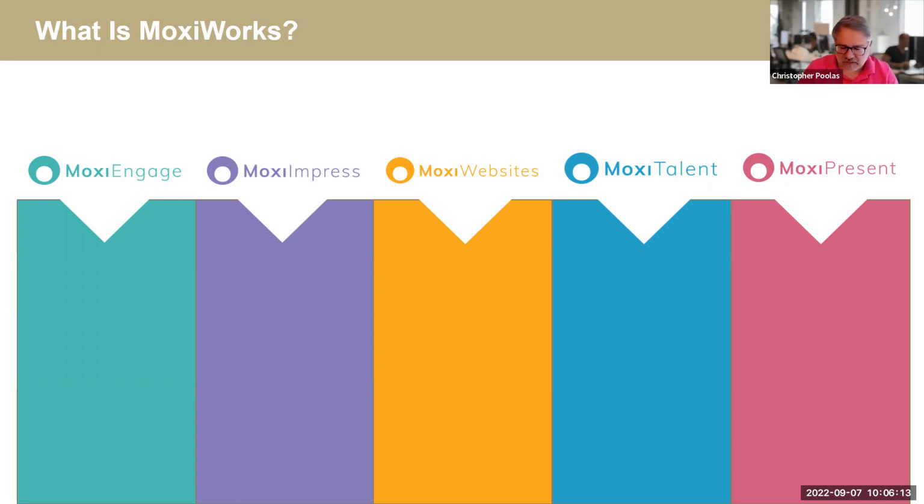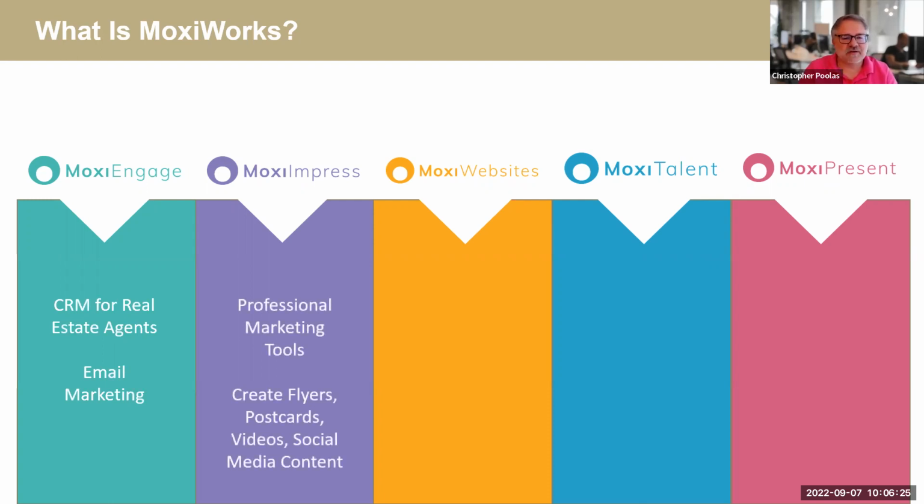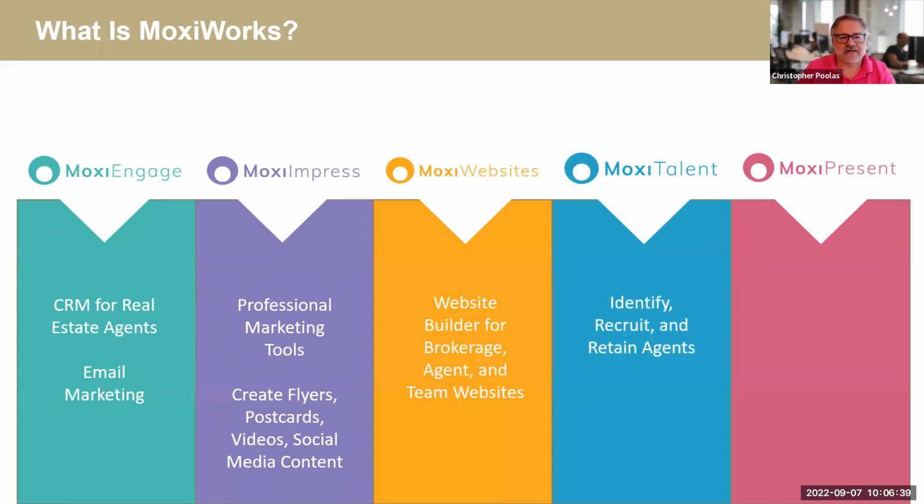And you see here on the screen, we have Moxie Engage, and that's that CRM piece that we're familiar with, where you reach out to your clients, you connect with them, it's email marketing. You have Moxie Impress, which is more like paper and social media marketing, so you're pushing things out online. There's the Moxie websites where we are today, so we're going to go through building a website for a sales associate. What does that look like? How easy is that?